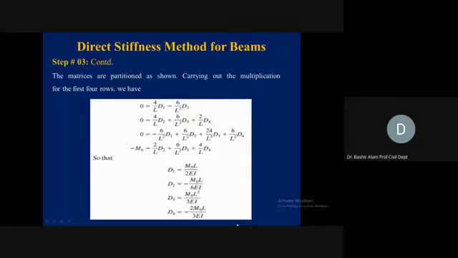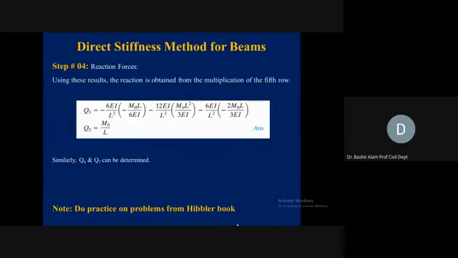In the next slide, we solve the simultaneous equations, which is a simple mathematical subject. So D1, D2, D3, and D4 are known in terms of M naught. And then we go and find out Q5 and also Q6 and Q7. Now a note is given: do practice on problems from the Hibbeler book. This you need to do.